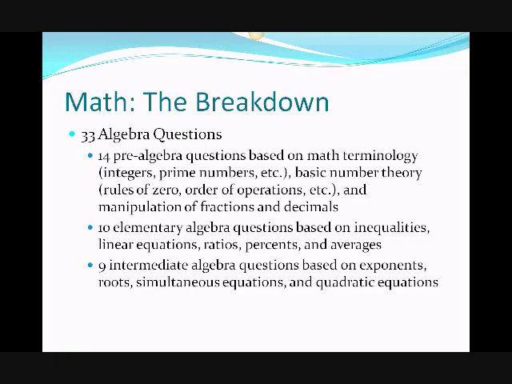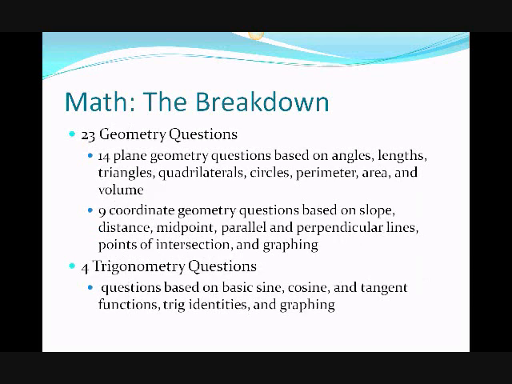So with the math portion of the ACT, we already know what they're going to ask you. You have a total of 33 algebra questions: 14 that are pre-algebra, 10 that are elementary algebra, and 9 that are intermediate algebra questions. You have 23 geometry questions: 14 that are plane geometry questions, 9 coordinate geometry questions, and then we have 4 trig questions. That means we know what they're going to ask you, so we can prepare for those questions.